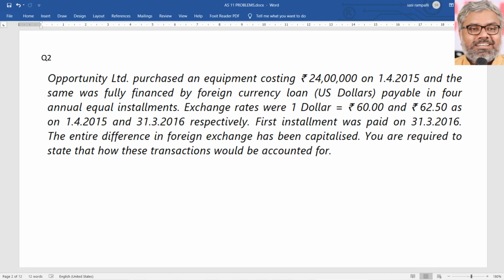Now look at another question, question number 2. Opportunity Limited purchased an equipment. Equipment is definitely a depreciable capital asset, for 24 lakhs rupees. Read this once again.